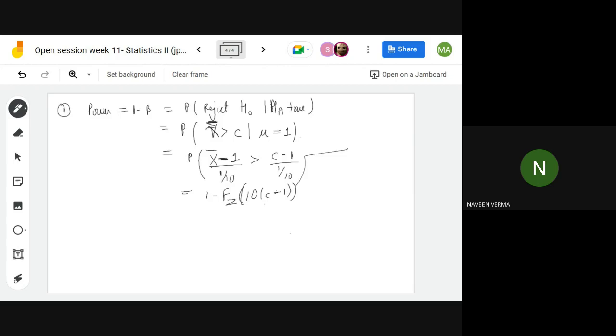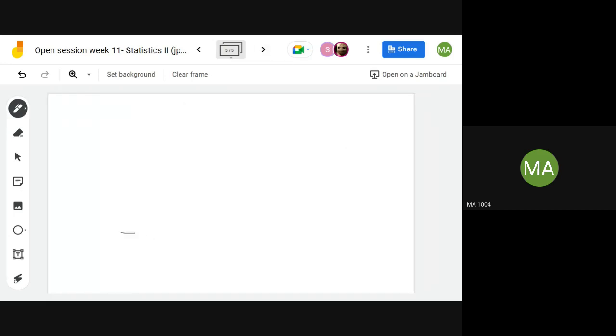Ma'am, can you show this mu and C in the graph of this normal distribution, like which part we are rejecting and which part we are accepting? Okay, so basically, this is a normal distribution.